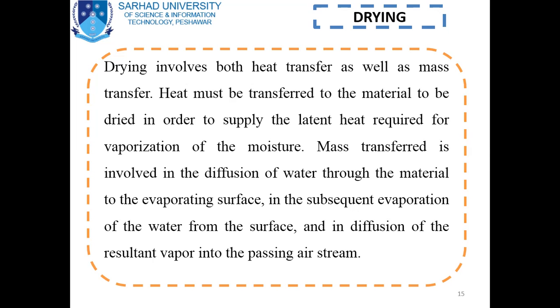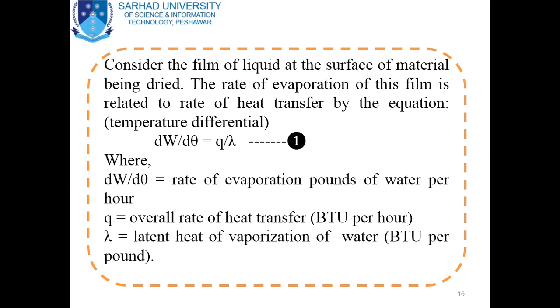And how is the heat transfer involved? That is for the vaporization of the moisture. And how is the mass transfer involved? That is the diffusion of water through the material to the evaporating surface, and subsequently the transformation into the vapor state from the surface to the environment.